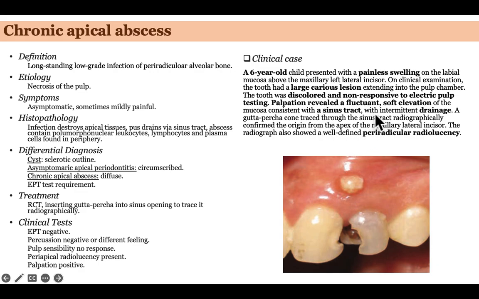A 6-year-old with painless swelling, a large carious lesion, discoloration, and non-responsive to the electric pulp test. On palpation, a soft elevation, and we have a sinus tract. This is the main symptom of chronic apical abscess. So when you see a sinus tract, for sure it's an apical abscess, a chronic apical abscess. And also, here a well-defined periradicular radiolucency is mentioned. So this is chronic apical abscess.